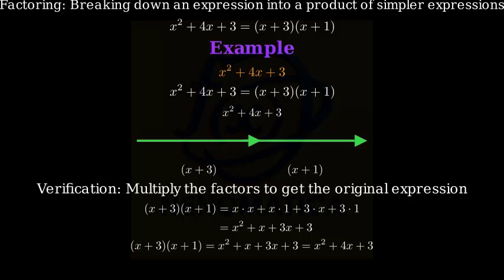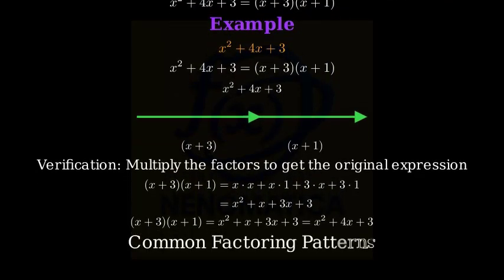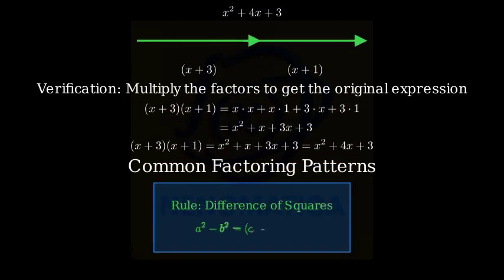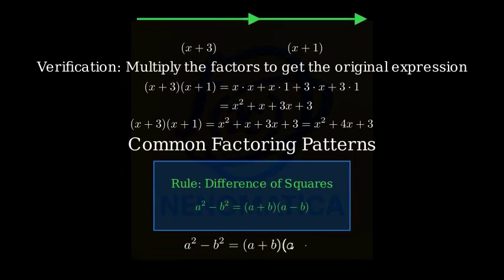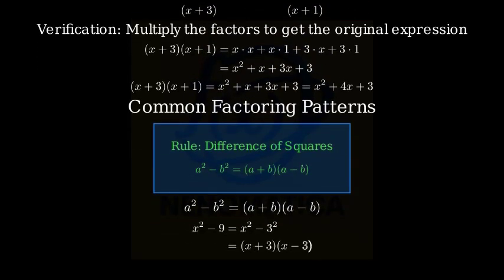Now that we understand the basic concept of factoring, let's look at some common factoring patterns. These patterns appear frequently in algebraic expressions, and knowing them can make factoring much easier. Let's start with the difference of squares pattern. A squared minus b squared can be factored as a plus b times a minus b. For example, x squared minus 9 can be written as x squared minus 3 squared, which factors to x plus 3 times x minus 3.